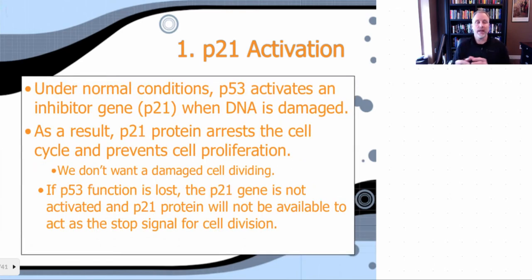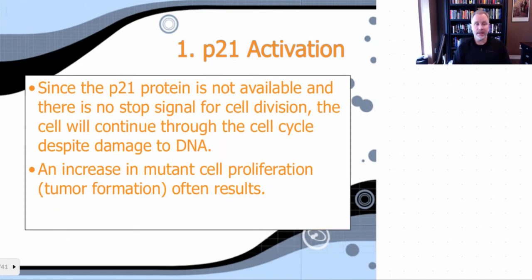Under normal conditions, what happens is that the P53 gene activates this inhibitor gene when the DNA becomes damaged. And that P21 again arrests the cell cycle and prevents this cell proliferation, the division of a faulty cell, because we don't want a damaged cell dividing, because that's what's going to give rise to the tumor cell or the cancer. And if the P53 function is lost, then you can see what happens if we have a mutation in P53, we don't turn on P21, and if P21 doesn't get turned on, then we don't have any P21 protein available to stop the signal and to prevent the damage from being propagated into the new cells.